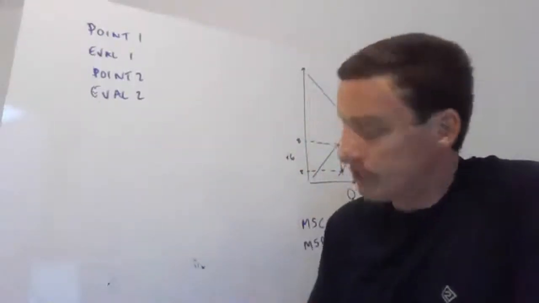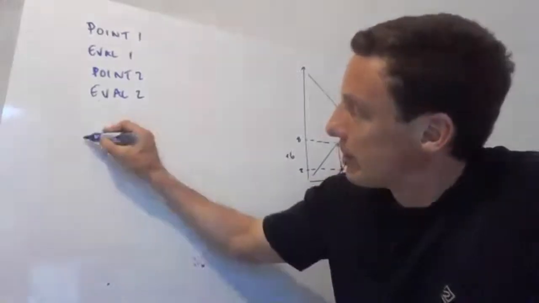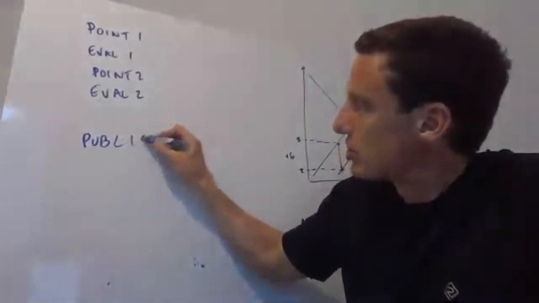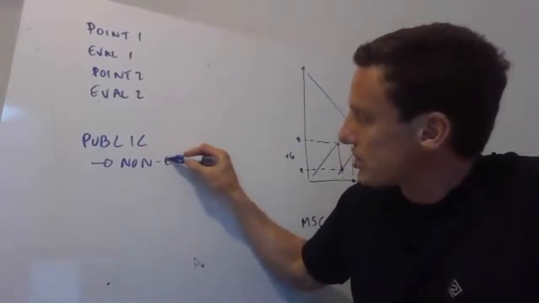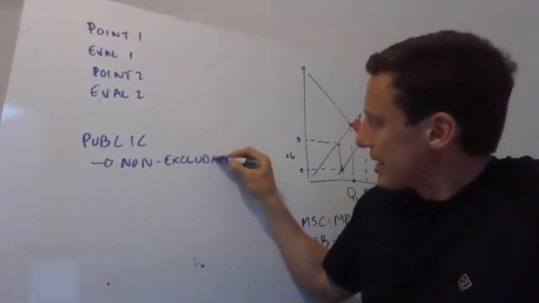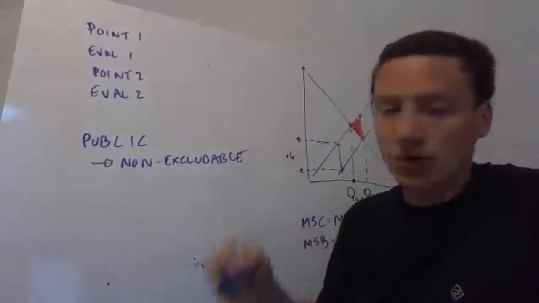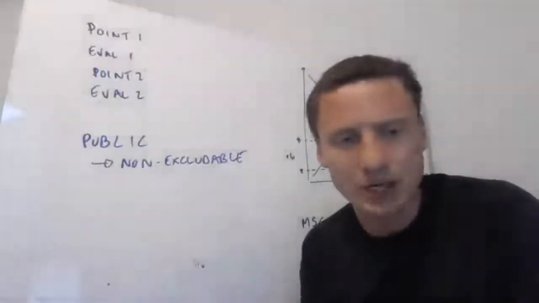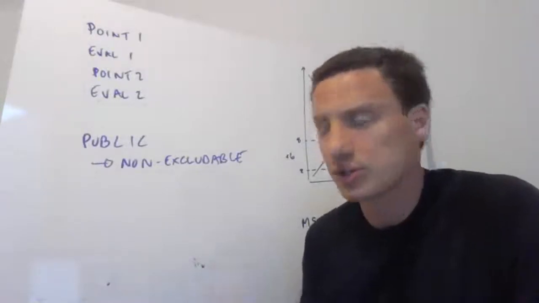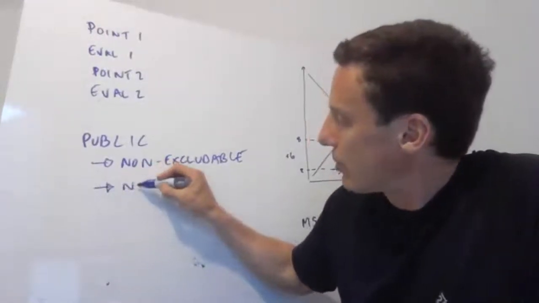For those of you that did this well, you understood the term public good, you understood that there were two characteristics of public goods: that they were non-excludable, and let's get that word right, shall we? It's non-excludable, not non-exclusive. There's no such economic term as non-exclusive. Non-excludable, and non-rival.